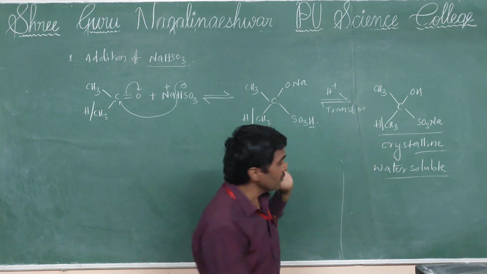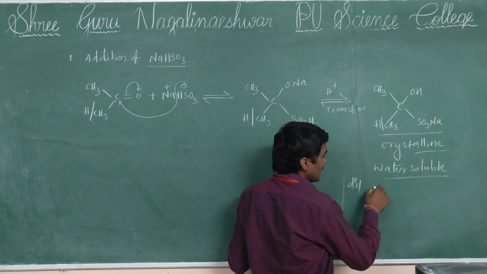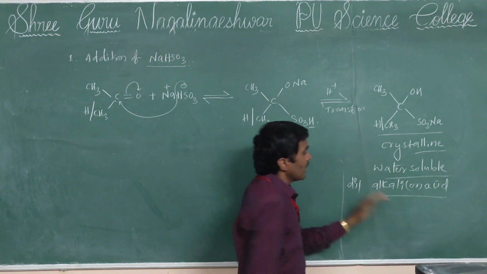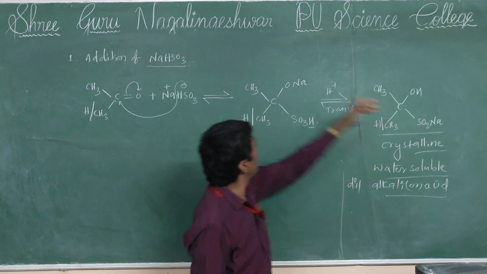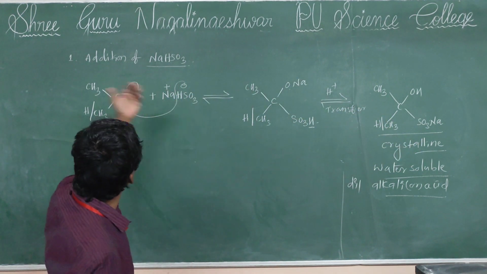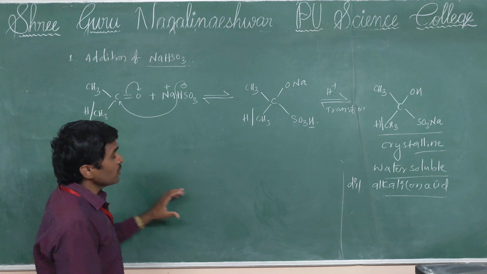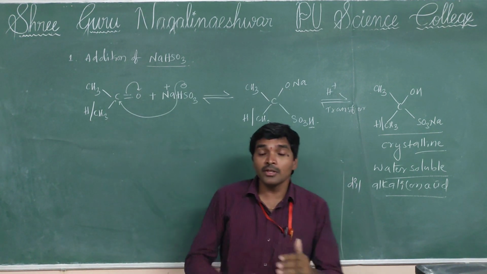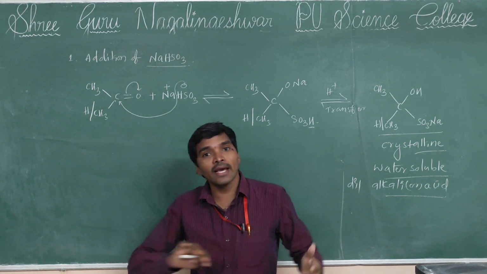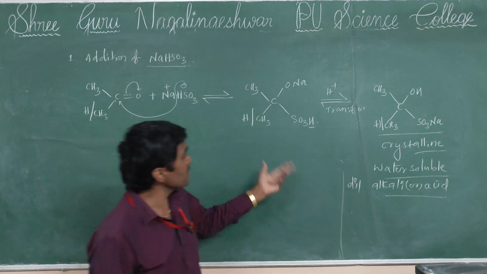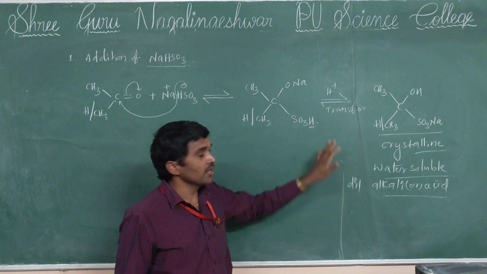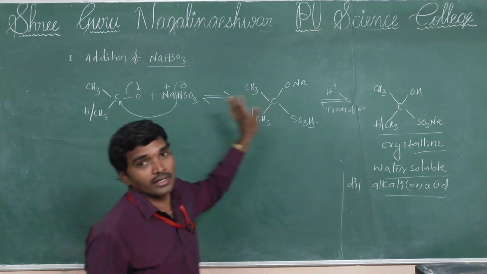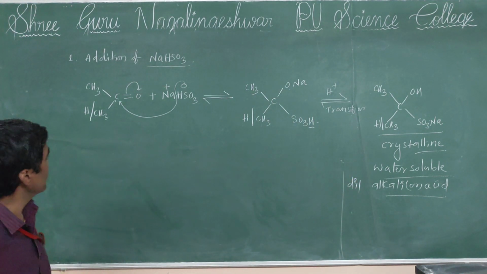For this crystalline product, if you add dilute alkali or acid, it comes back again, which means it is converted to aldehydes. Okay, so by this reaction, we can do the separation or purification of the aldehydes. That is the point to remember. Okay, right.